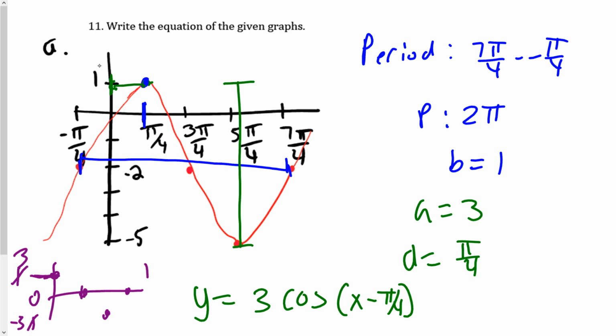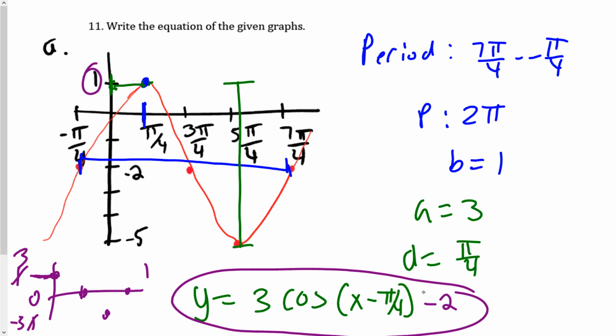Right, now how do I get to this 1 up here? Well, I get to that 1 from 3 by subtracting 2. Okay, so I'm going to subtract 2 from that. So this becomes minus 2. All right, so that becomes minus 2 at the end. So then here's your equation for cosine.